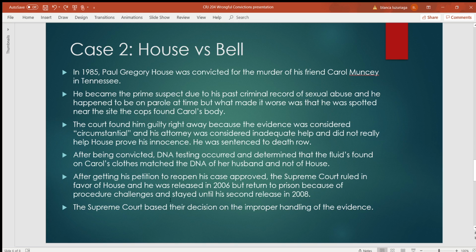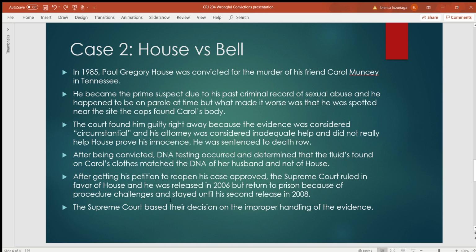Case number 2, House versus Bell. In 1985, Paul Gregory House was convicted for the murder of his friend Carol Muncie in Tennessee. He became the prime suspect due to his past criminal record of sexual abuse, and he happened to be on parole at the time, but what made it worse was that he was spotted near the site the cops found Carol's body.